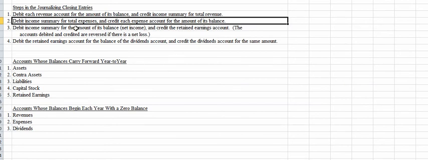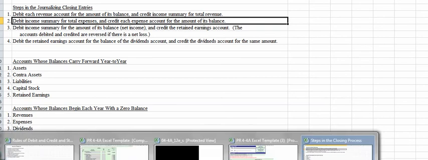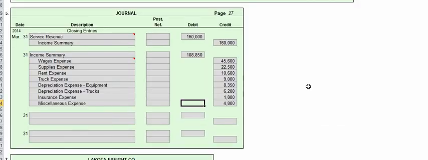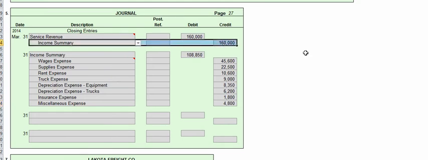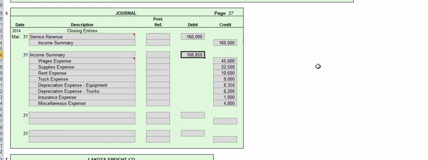Okay, with the third closing entry, we want to close out income summary. Let's look at it. Income summary is only used in the closing process. And in the closing process, it has been credited for $160,000 and debited for $108,850. So if we want to know the balance in the account, we need to subtract. The balance in income summary is going to be a credit balance, because $160,000 is greater than $108,850. So we're going to end up with a credit balance for the difference.